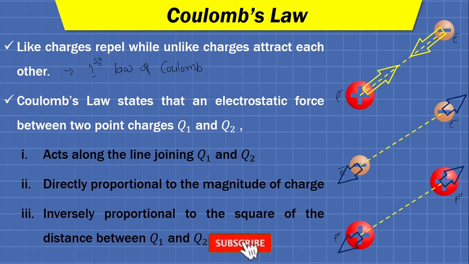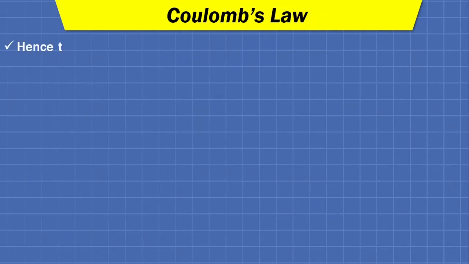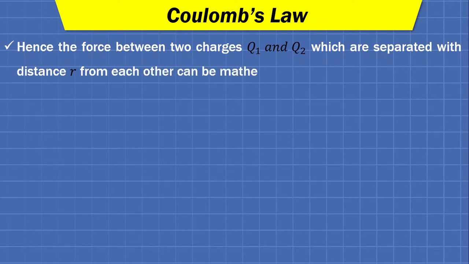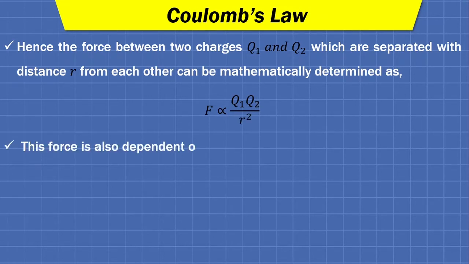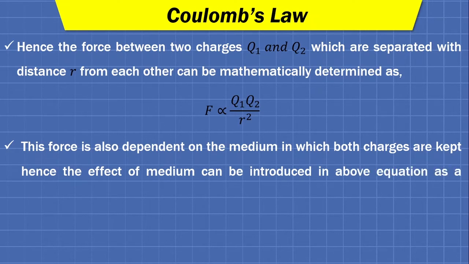Now if we want to calculate this force mathematically, then the force between two charges Q1 and Q2, which are separated by a distance r from each other, can be mathematically determined as F is proportional to the multiplication of the values of the charges, Q1 and Q2, divided by the square of the distance between them. So F is proportional to Q1 Q2 divided by r square.